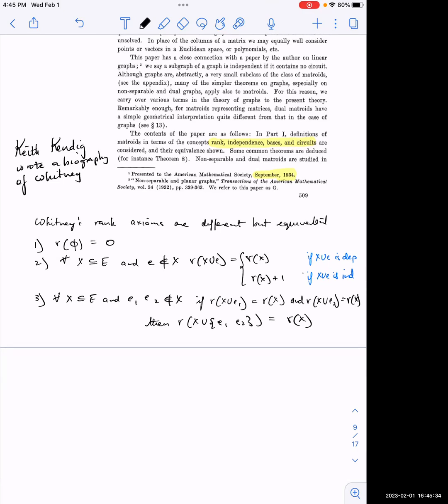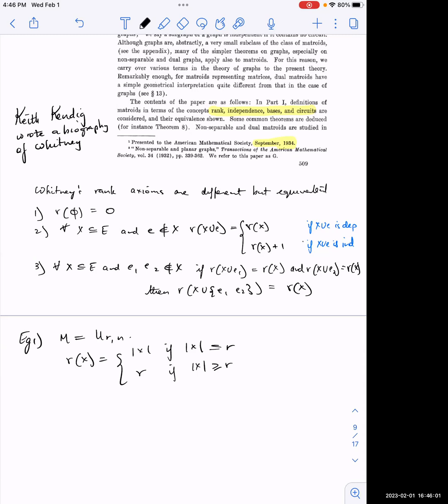So in our first example, our 3 examples, when we had the uniform matroid, right? So rank of X is basically the size of X if the size of X is less than or equal to r, right? Because every subset of size less than or equal to r is independent. And if it's greater than r, it's just r. The r being this r, yeah. And of course, rank of M is just r.